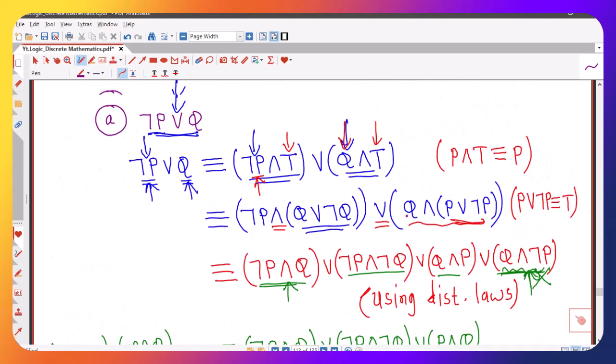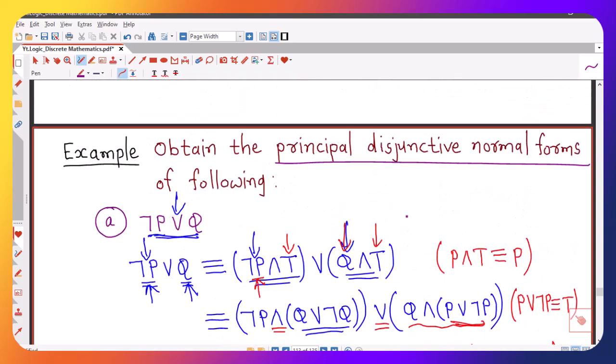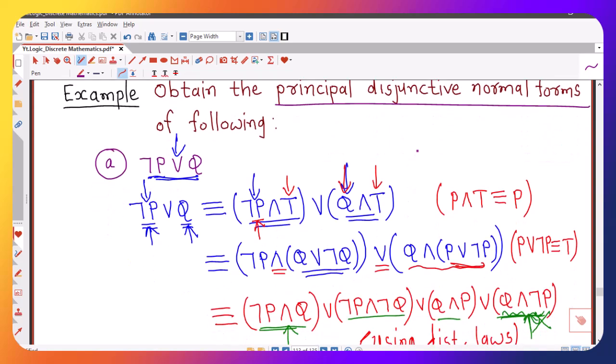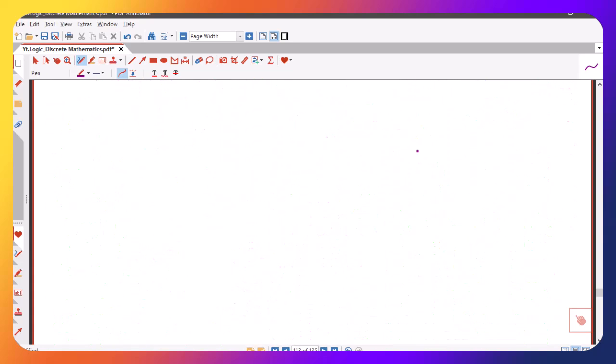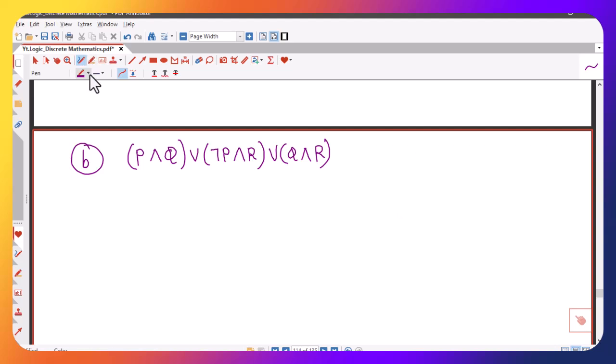So in this way we can easily write down the principal disjunctive normal form without using a truth table. Now we consider another formula and we try to convert it into principal disjunctive normal form.